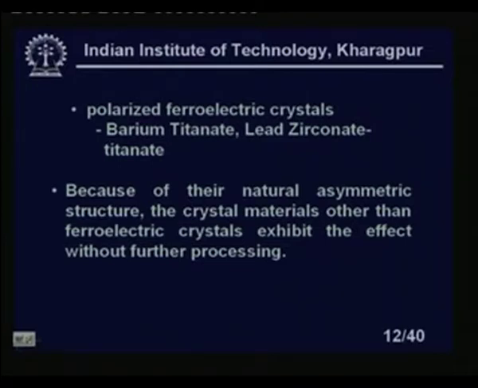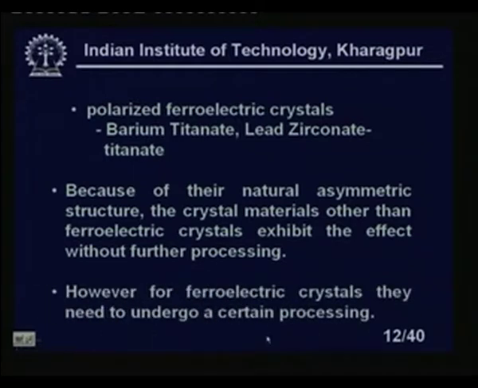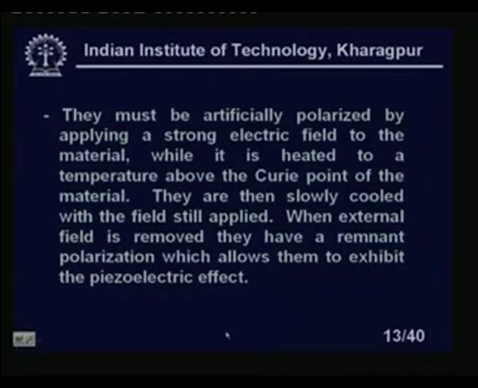You will see that if I have a natural asymmetric structure, then crystal materials other than the ferroelectric crystals show the effect without further processing. However, ferroelectric crystals need to undergo certain processing. What are those? They must be artificially polarized by applying a strong electric field to the material while it is heated to a temperature above the Curie point of the material. They are then slowly cooled with the field still applied.